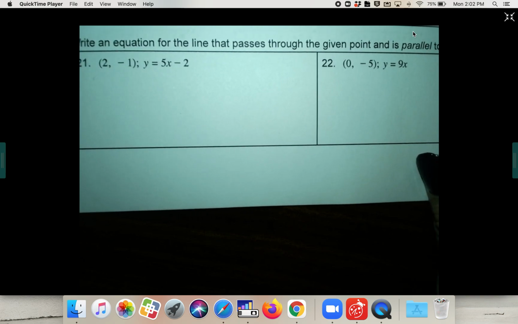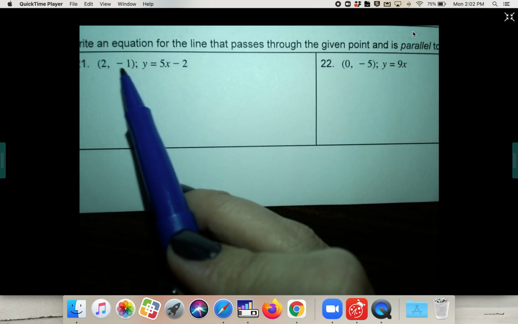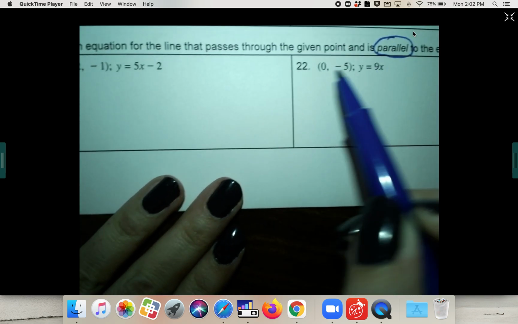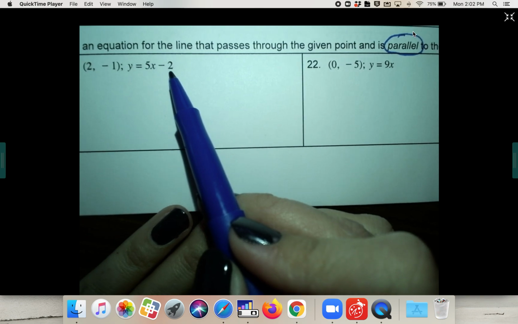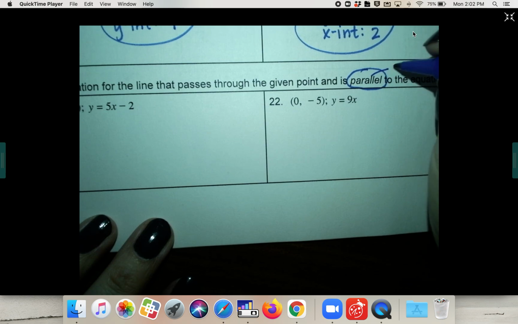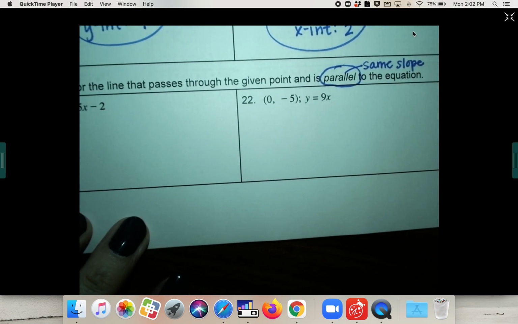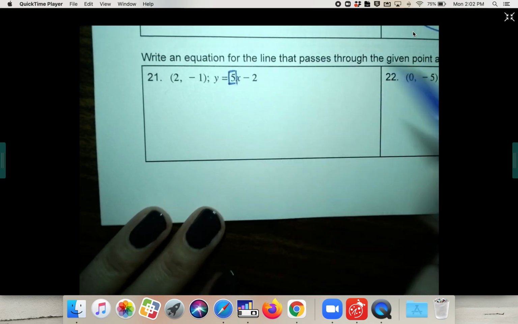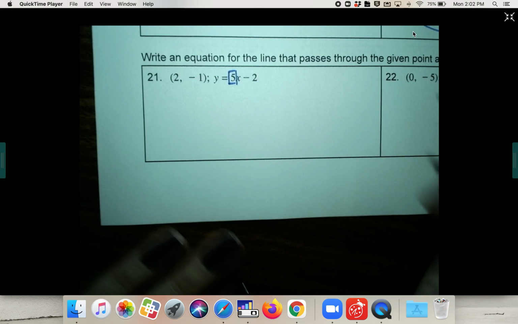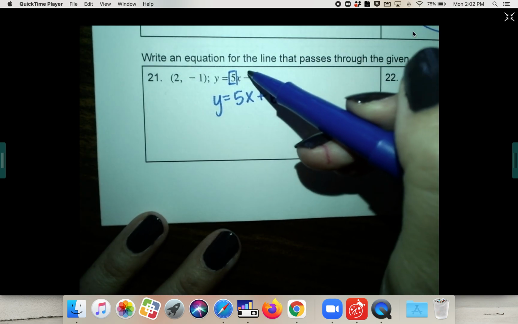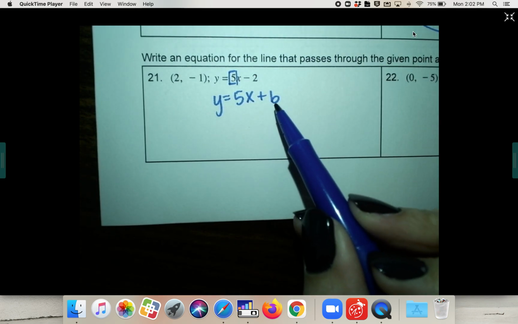Write an equation for a line that passes through these points and is parallel to this equation. Okay, the important thing for you to remember about parallel is parallel has the same slope. So we need to look at our equation and find out what that slope is. And in this first one, the slope is 5. So since it's parallel, it needs to stay 5. So I'm going to write y equals 5x plus b. The y-intercept in this previous one doesn't matter. We're going to find our new one.